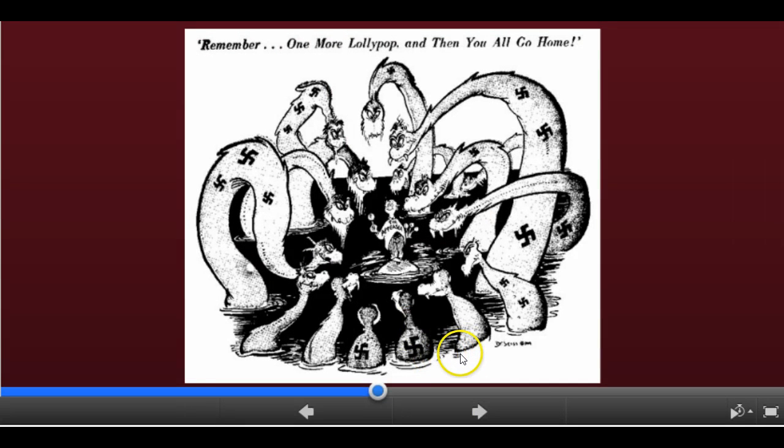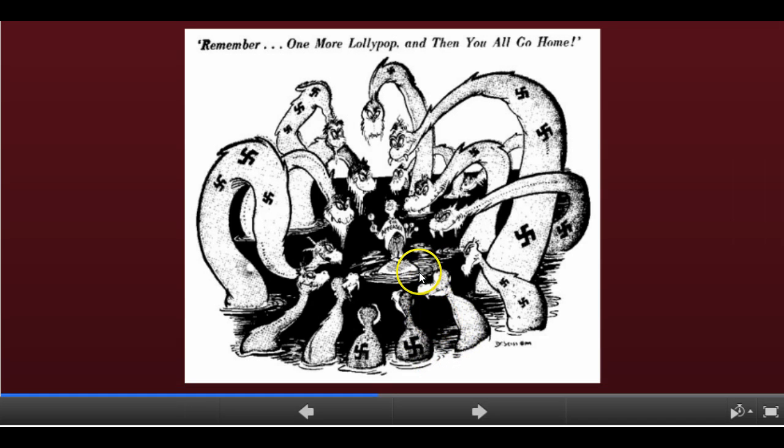This political cartoon is showing the policy of appeasement. Remember, one more lollipop and then you all go home. Basically, this is what the European nations were doing for Hitler, saying you can do this, but after this you go home. This is where Hitler was going out and taking over different areas to try and unite German-speaking people throughout Europe.